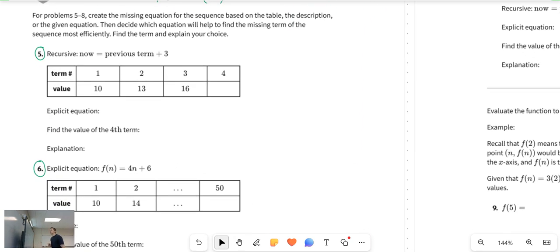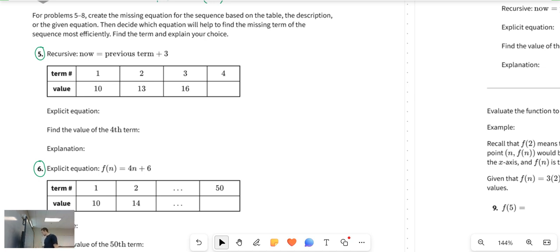For problems 5 through 8, create the missing equation for the sequence based on the table, the description, or the given equation. Then decide which equation will help you find the missing term of the sequence most efficiently. Find the term and explain your choice. All right, so recursive. So our recursive form is now equals previous term plus 3. So whatever our value is right now, it's the previous term, and then we add 3 more. So if our term is 4, that means we'd go back to 3. Our previous term was 16, so we could add 3.